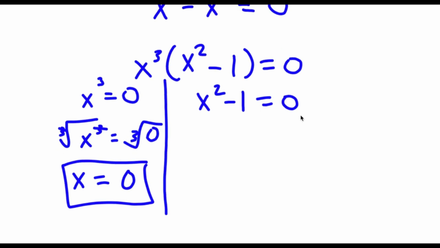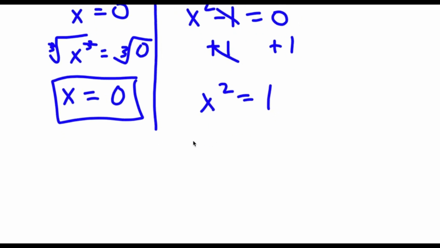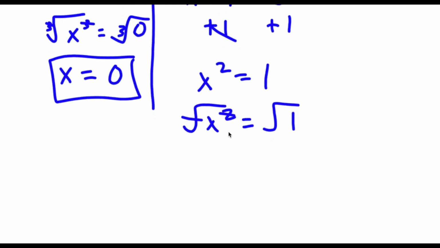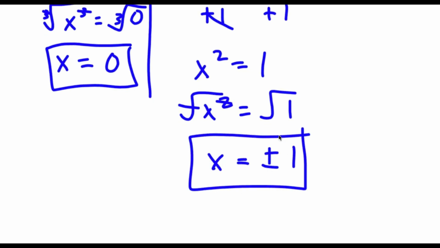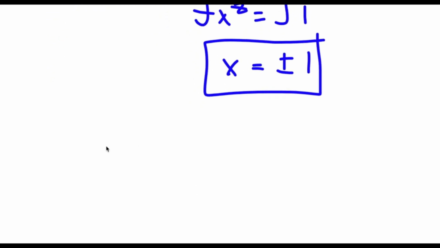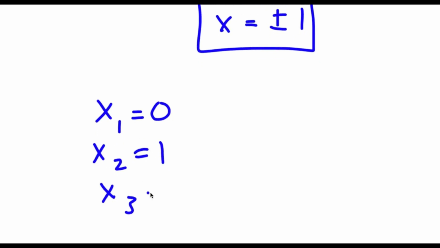Now I have x squared minus 1 equals 0. So now I'm going to add 1 on both sides. So now these two are going to cancel out, and I'll be left with x squared is equal to 1. Now, if I take the square root on both sides, these cancel out, and I'm left with x is equal to positive or negative 1. So these are 2 more solutions to our problem. So now, our three solutions to this problem are 0, 1, and negative 1.